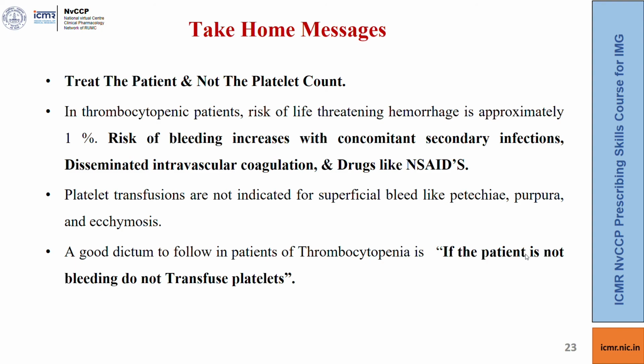So the take-home messages from the past few slides are: treat the patient and not the platelet count. In thrombocytopenic patients, the risk of life-threatening hemorrhage is approximately 1%. Risk of bleeding increases with concomitant secondary infections, disseminated intravascular coagulation, and drugs like NSAIDs. Platelet transfusions are not indicated for superficial bleeds, and a good dictum to follow in patients of thrombocytopenia is that if the patient is not bleeding, do not transfuse platelets.